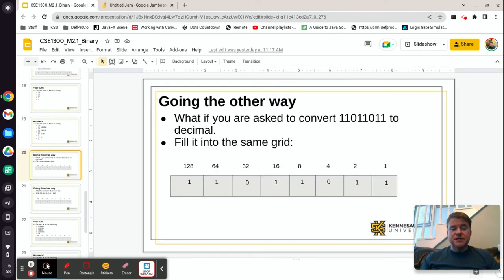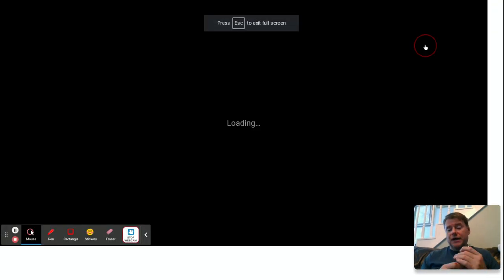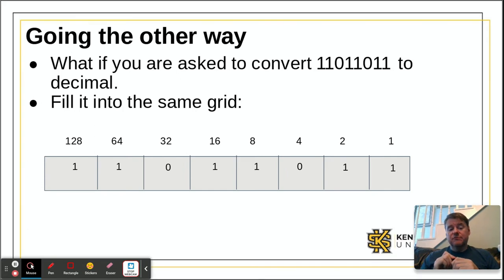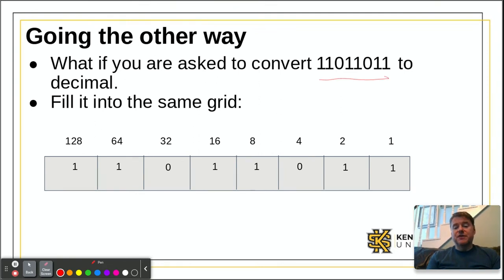The next question is, how do you convert in the other direction? What happens if I give you a binary number and I want you to convert that into decimal? Well, it actually works in a pretty similar way to what we did when we were checking whether or not we'd gotten the right answer. So we're given the binary string 11011011. We draw the same exact grid and we fill in 11011011, which is the binary number we were given.